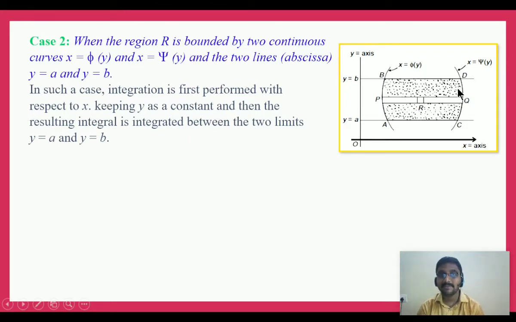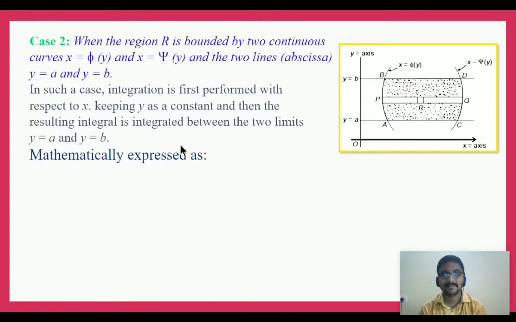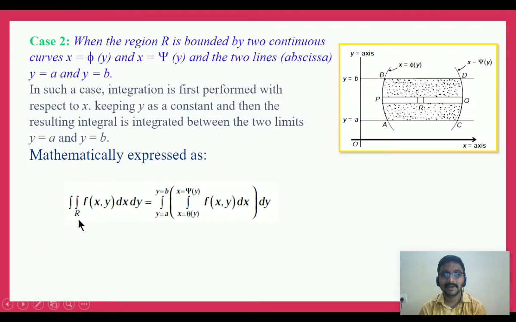Now y limits must and should be constants, mathematically expressed as double integral over R of f(x,y) dx dy is integral y equal to a to y equal to b, integral x equal to phi of y to x equal to psi of y, f(x,y) dx dy. So here we have to apply integration with respect to x and then y.